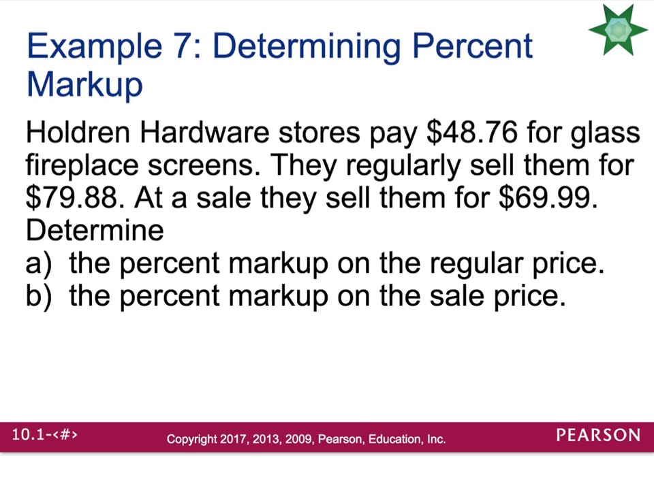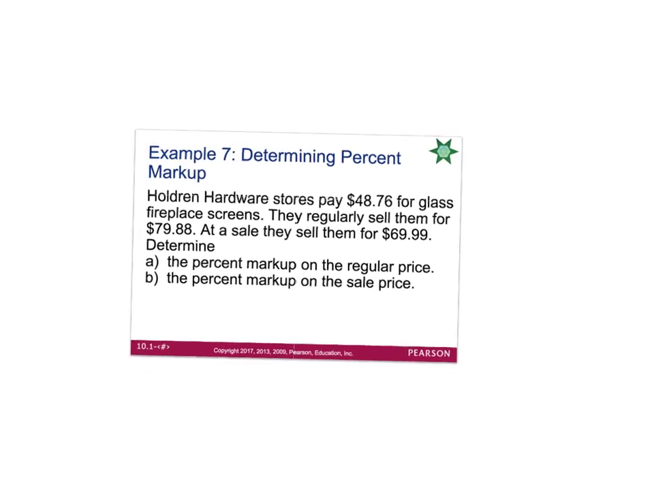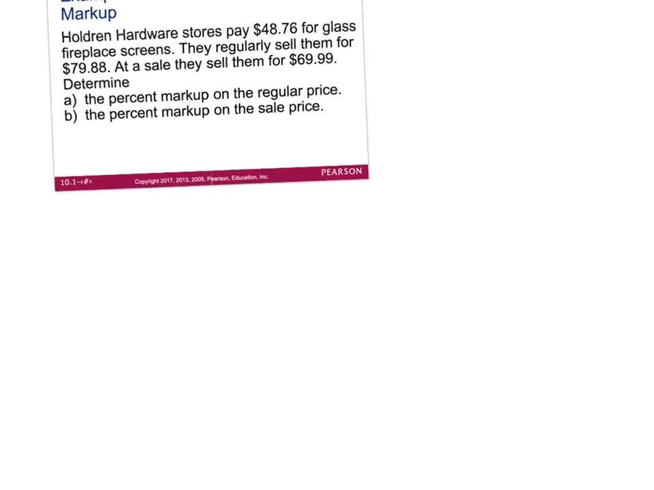So let's look at a situation. Holder Hardware pays $48.76 for glass fireplace screens. They regularly sell them for $79.88. At a sale, they sell them for $69.99. Determine A, the percent markup on the regular price, and B, the percent markup on the sale price. So there's two different problems going on here, so we're going to have to do this situation twice.